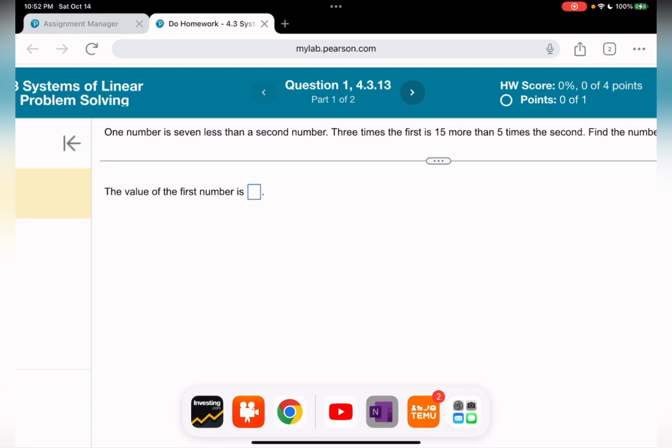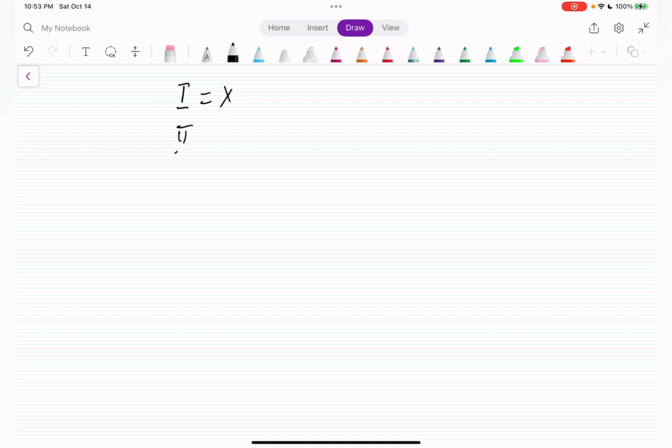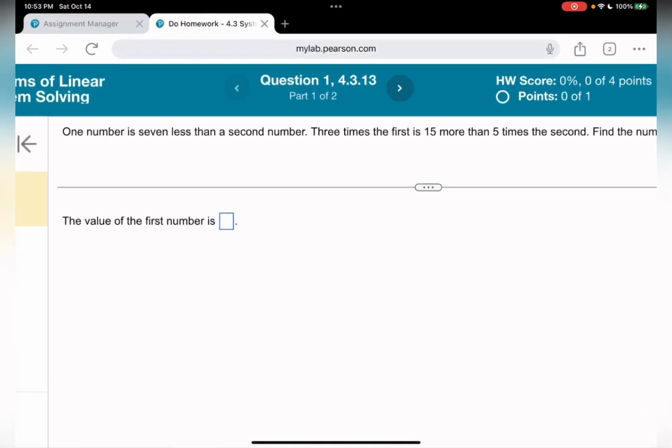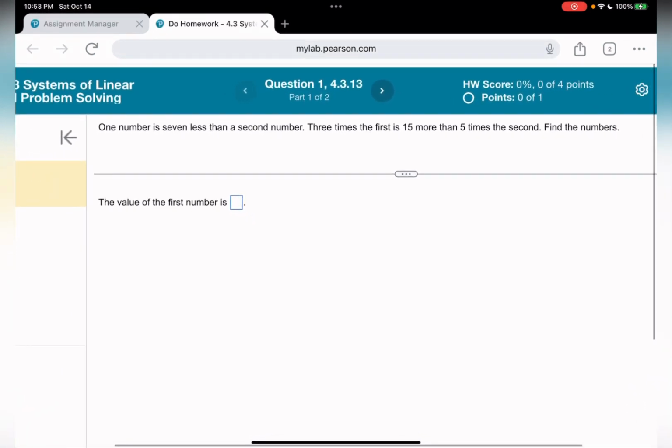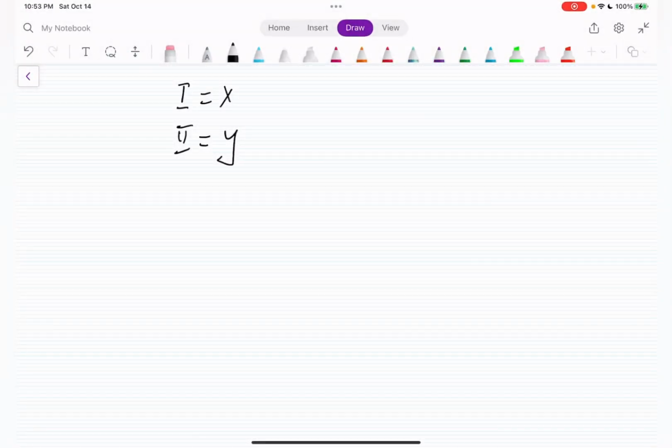So one number is x, second number is y. One number is 7 less than the second number. So the second number is 7 more than the first number. So it's going to be y minus x is equal to 7. Okay. Next.